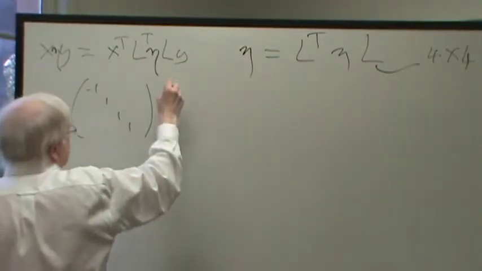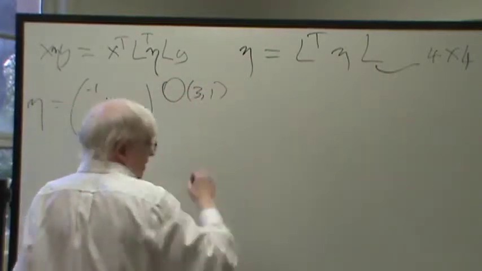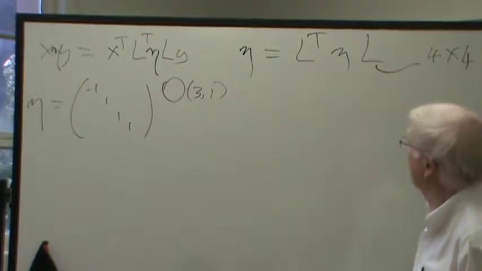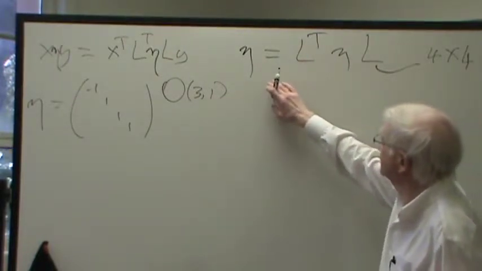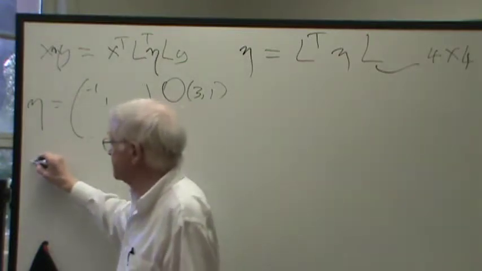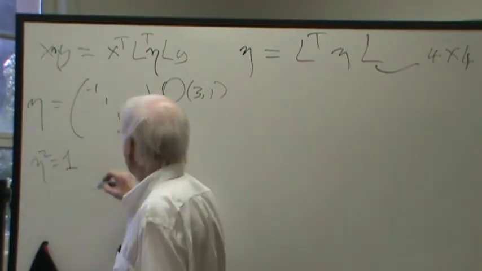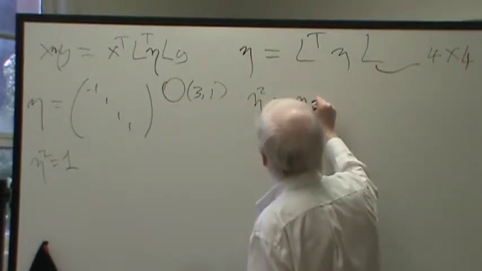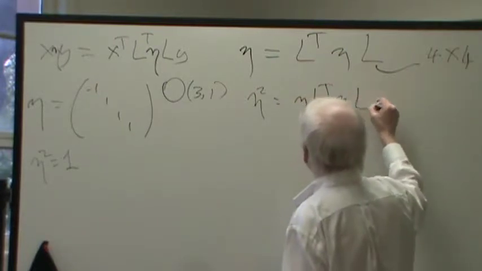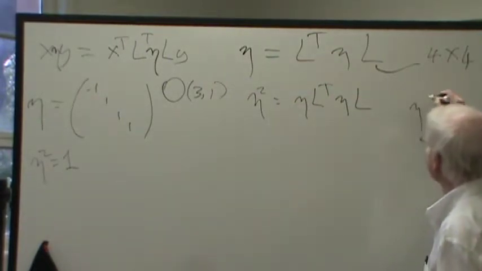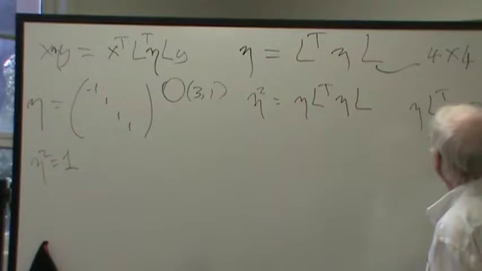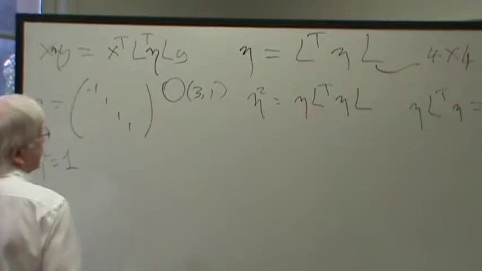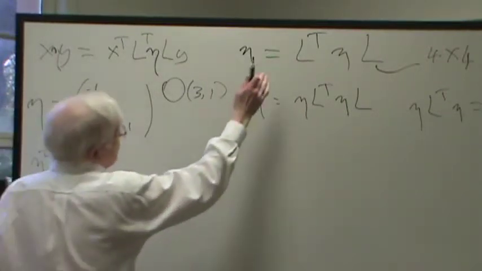And sometimes this is written as O(3,1) or O(1,3). I'm not sure which is more common. Since we have this relation here, it's clear that eta squared is 1. And consequently, we have eta squared is eta L transpose eta L. And so that means that eta L transpose eta is L inverse. And so what is this relation?